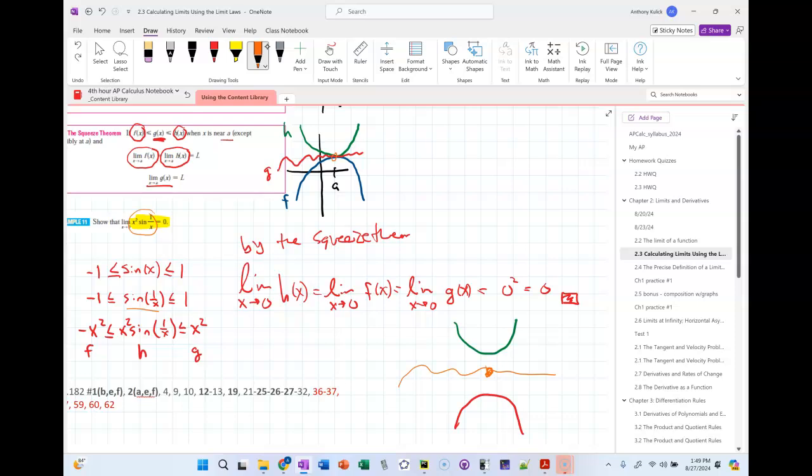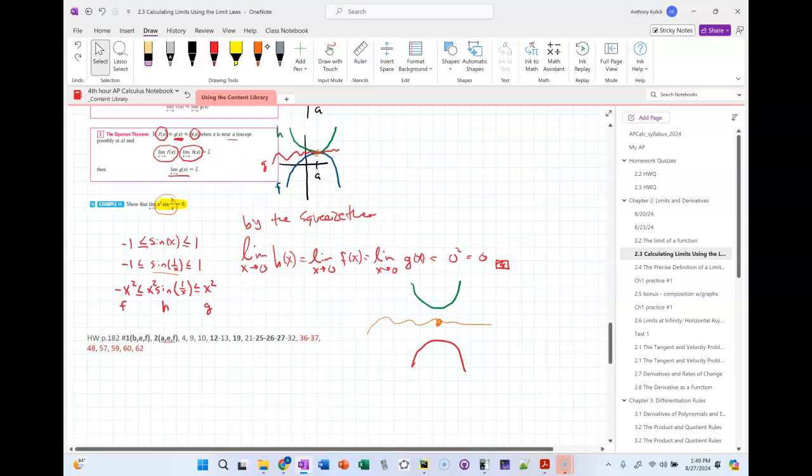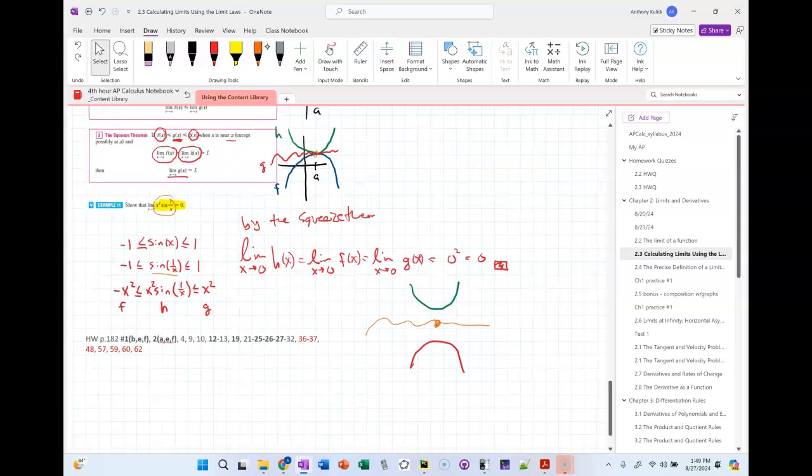So that's the end of 2.3. Squeeze theorem is one of those that we'll expect that you guys can use. I would never ask you to quote the squeeze theorem, but you should be able to use it in context.